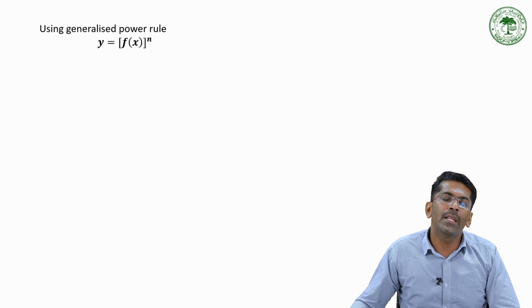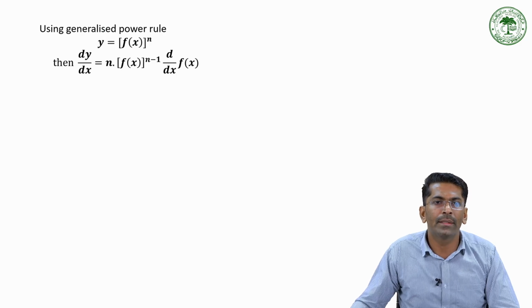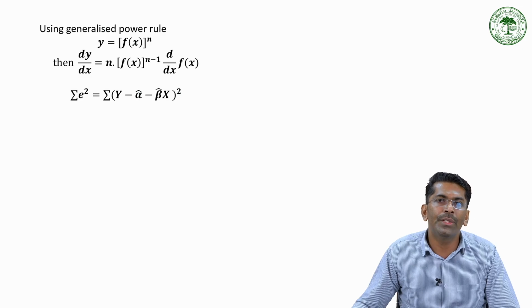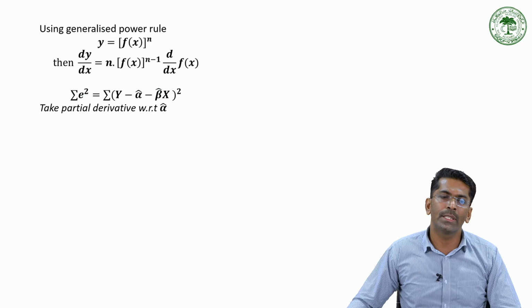The generalized power rule says that if we have a given function y is equal to f of x whole raised to the power n, then dy by dx is equal to n into f of x raised to the power n minus 1 into d by dx of f of x. By using this generalized power rule of differentiation, we can differentiate the given sum of E square with respect to alpha and with respect to beta also. So first we are going to take the partial derivative with respect to alpha.